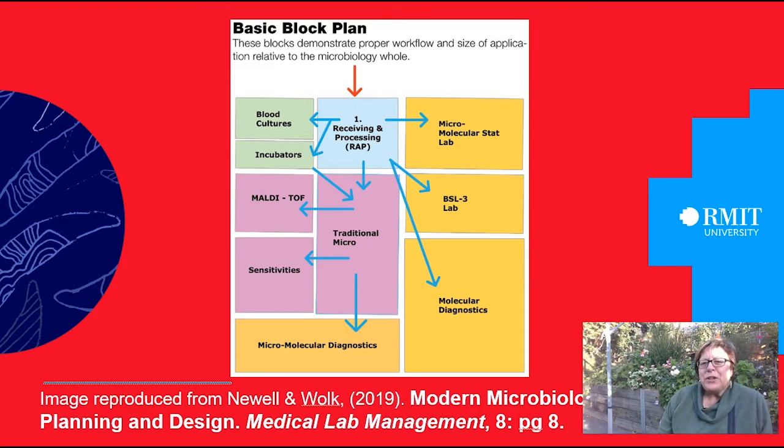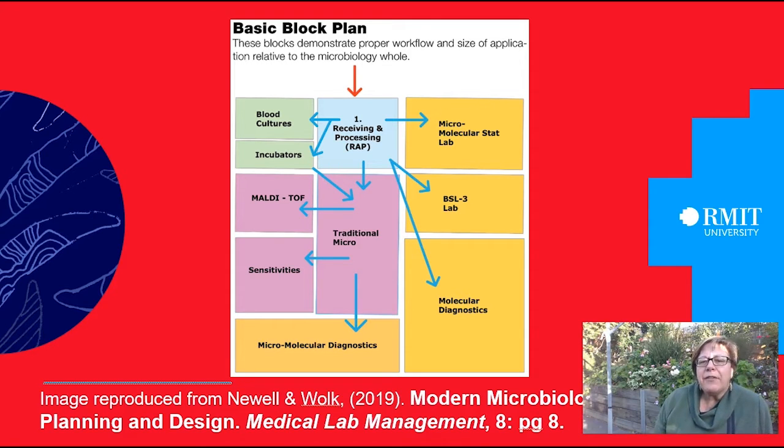In the light blue, you can see that we have an area where all the samples come to, the central processing area. And from that area, we then send our samples off to the various parts of the laboratory. For instance, we talked about blood cultures, and that has specialised machinery. If you look over to the right, we've got a molecular stat lab. So there you might do some on-the-spot testing.